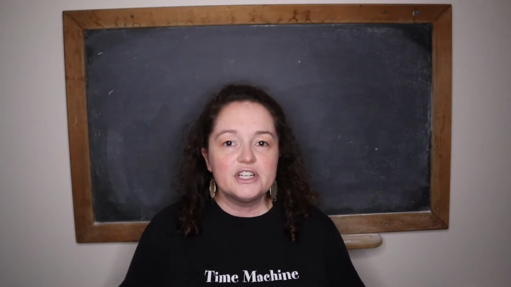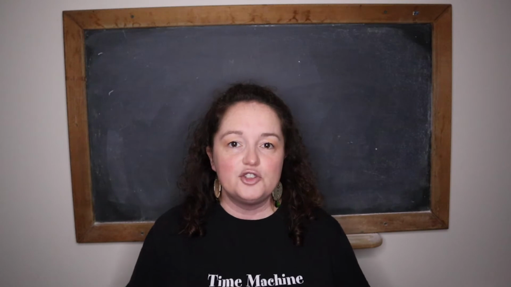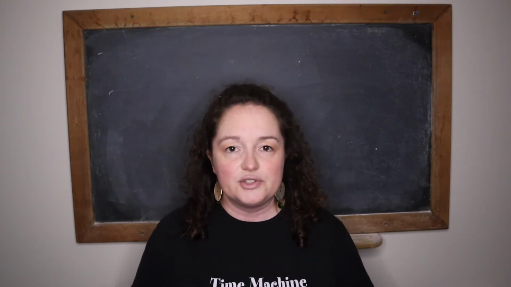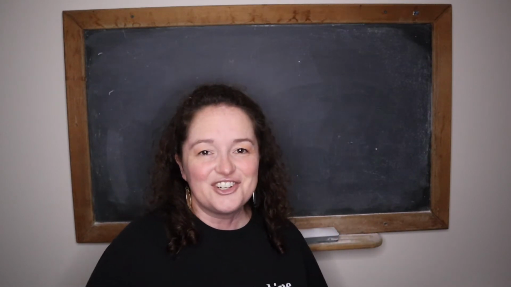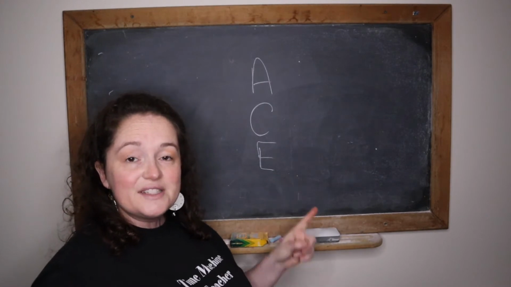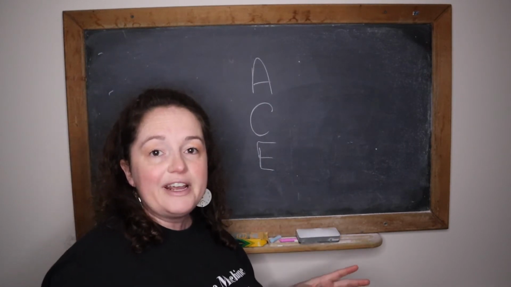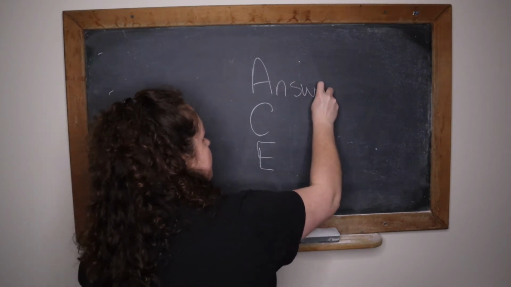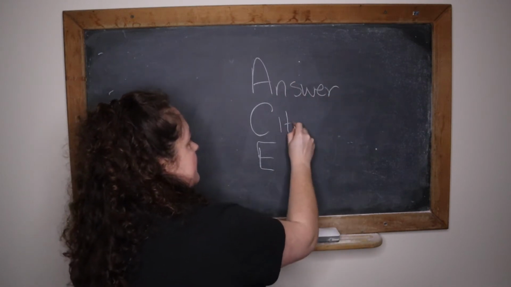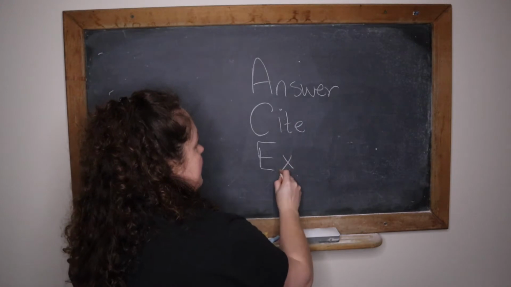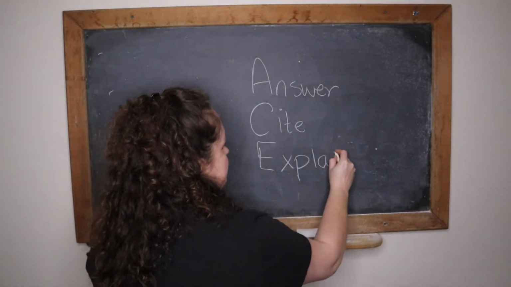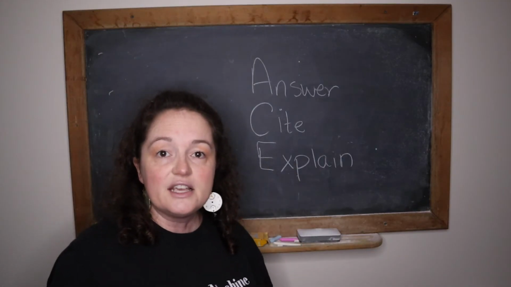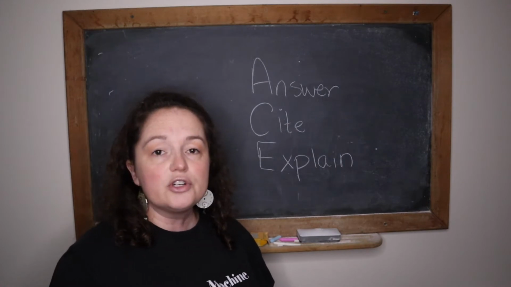During this video, you're going to learn about the ACE method to better write short answers. Grab your notebooks, let's get started. The ACE method is a super easy way to remember how to write a short answer. Answer the prompt, cite evidence, and explain your evidence. You need to do all three of these in your short answer response in order to get the full amount of points.